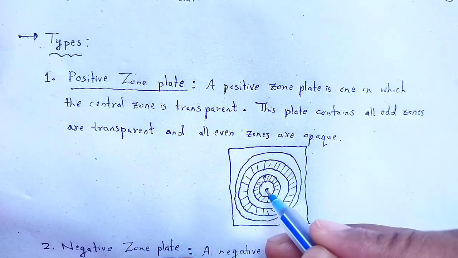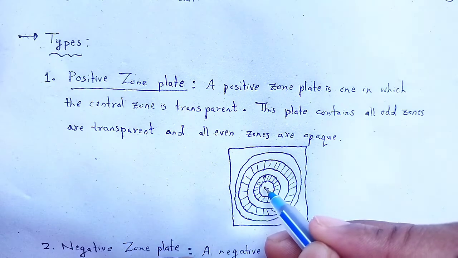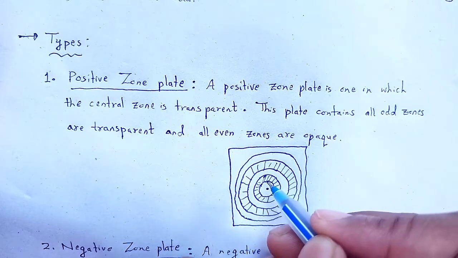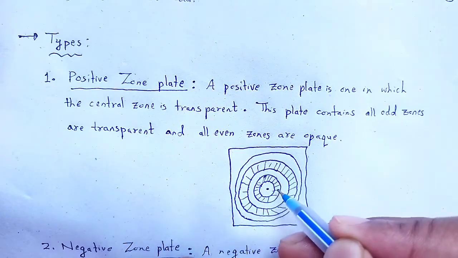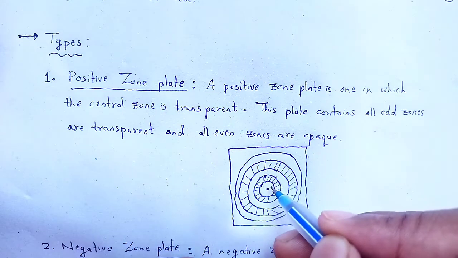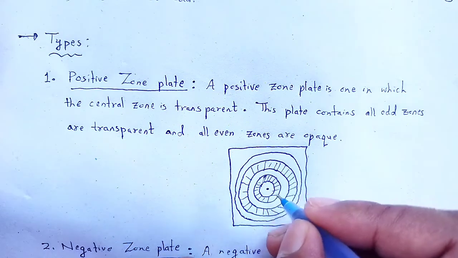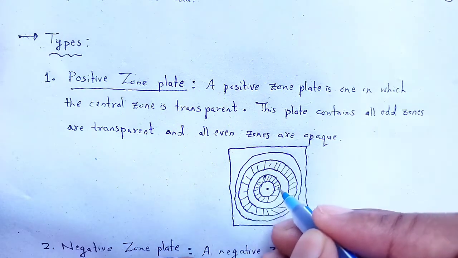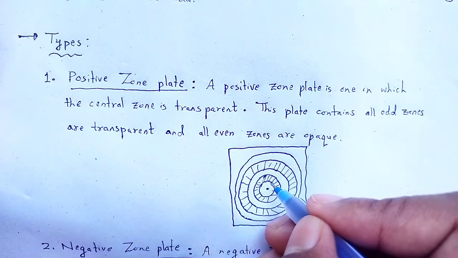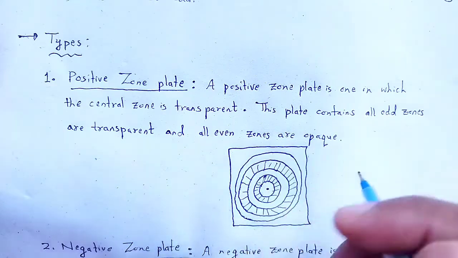That one is the central zone which is transparent. It has the radius r1. Let another zone, which is opaque, have the radius r2. Similarly, the odd zones are transparent and the even zones are opaque.